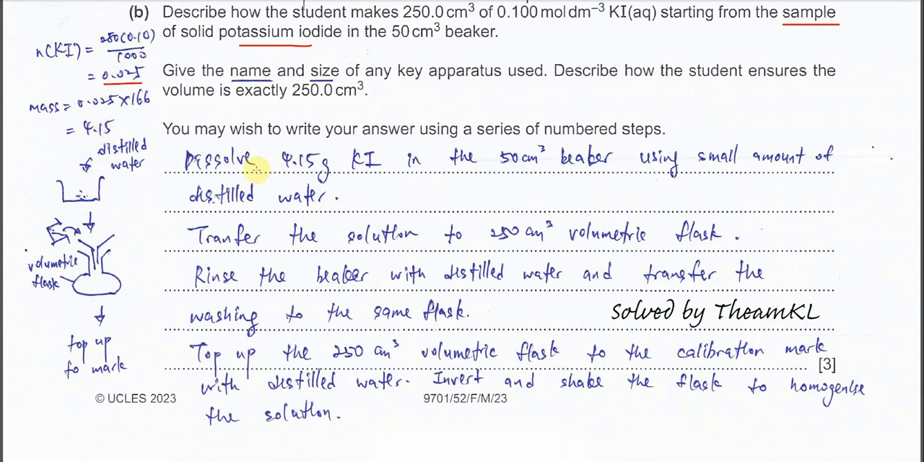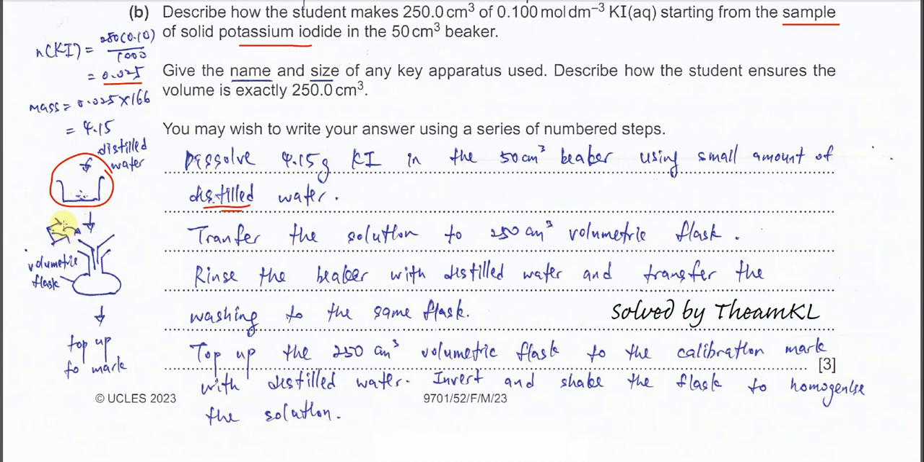So therefore, for the first step, you dissolve 4.15 gram of KI in the 50 cm³ beaker using a small amount of distilled water. Distilled water is very important. Don't simply say water. Distilled water is used to prepare solution. Once it's dissolved, put in distilled water and let the solid dissolve.